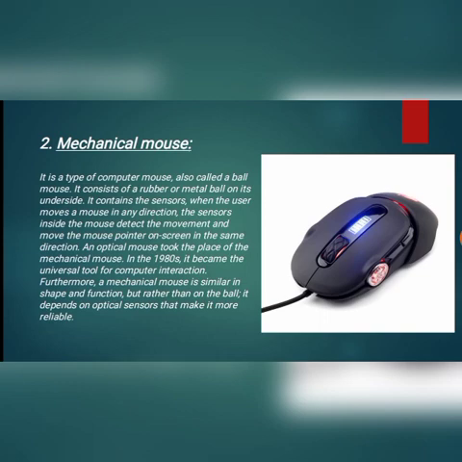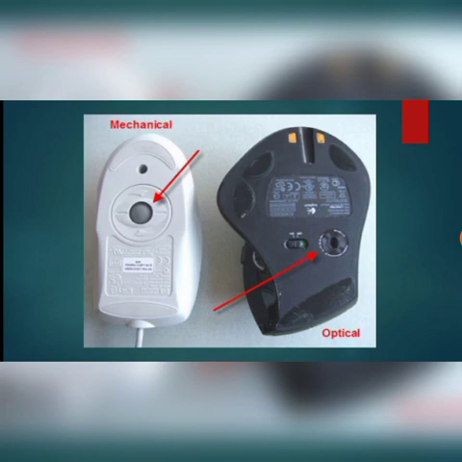In the 1980s, it became the universal tool for computer interaction. Furthermore, an optical mouse is similar in shape and function, but rather than a ball, it depends on optical sensors that make it more reliable. Beside is a picture of a mechanical mouse. This is the underside of a mechanical and optical mouse.